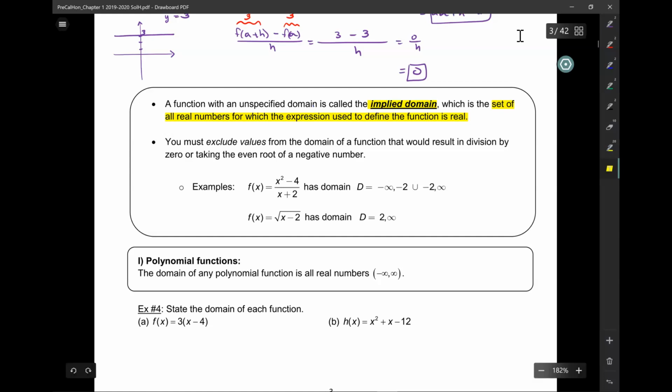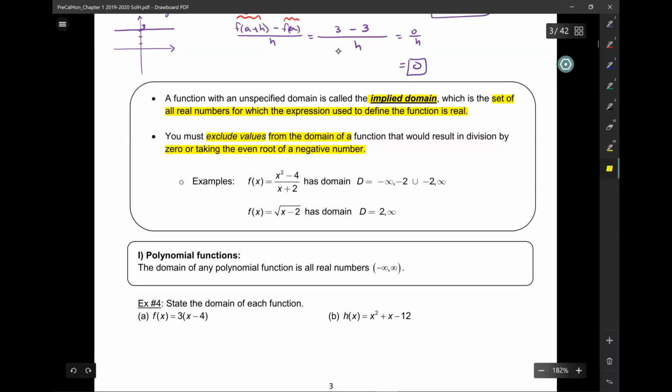So what we do is we exclude the values from the domain that would result in division by 0 or taking the root of a negative number. So you ask yourself, where is this function undefined? When would I divide by 0? Where is this function going to give me an imaginary number? All right, so look at some examples here.